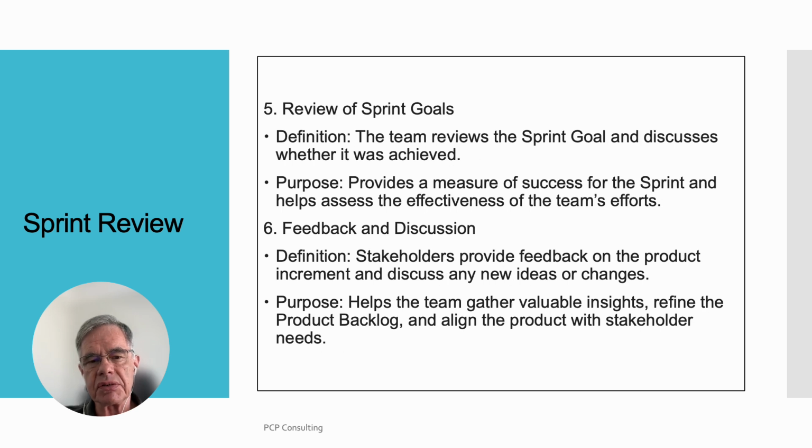Review of sprint goals. Definition: the team reviews the sprint goal and discusses whether it was achieved. Purpose: provides a measure of success for the sprint and helps assess the effectiveness of the team's efforts. Feedback and discussion. Definition: stakeholders provide feedback on the product increment and discuss any new ideas or changes. Purpose: helps the team gather valuable insights, refine the product backlog, and align the product with stakeholder needs.